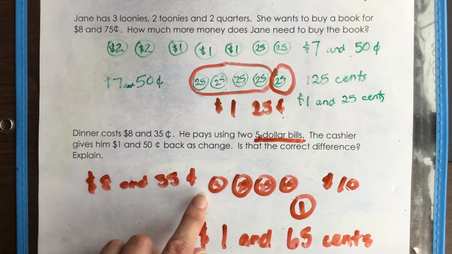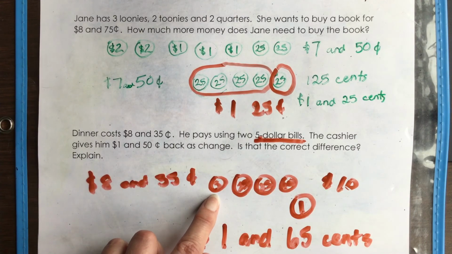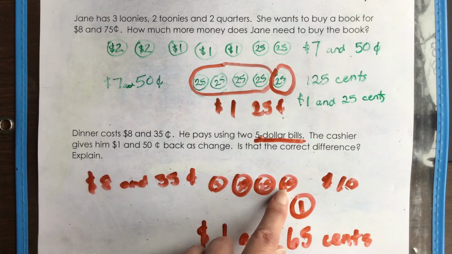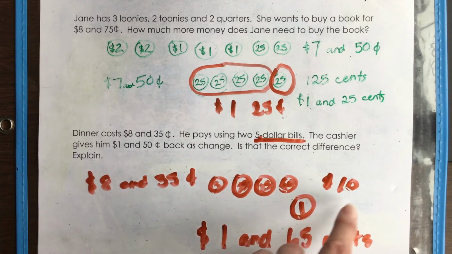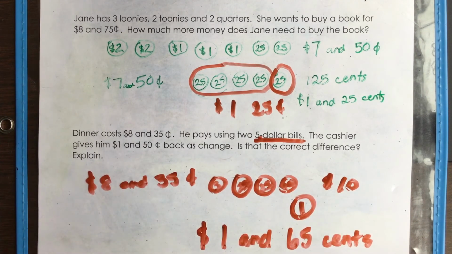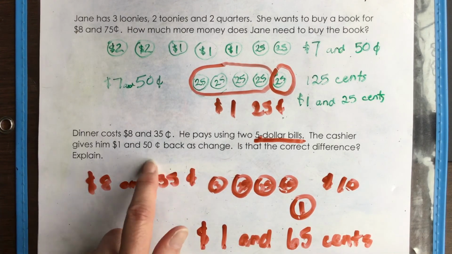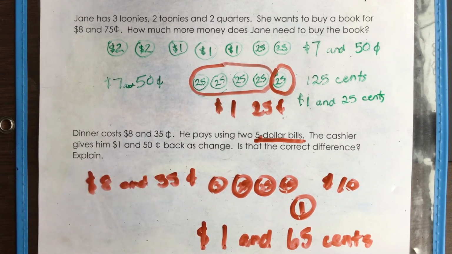So 35 cents plus 5 more is $8.40. Now I know to get to the next dollar is 60 cents. Okay, so 50, 60. Now I'm at $9. $9 plus one more dollar will get me $10. So my total is $1.65. That's how much he should have got back. Did she give him the correct change? No, she didn't. She was short by 15 cents.